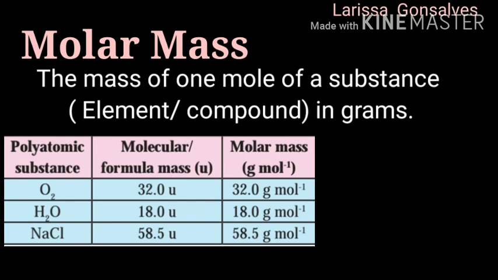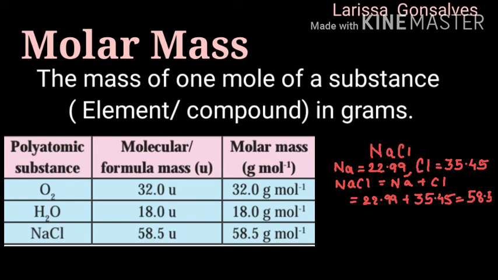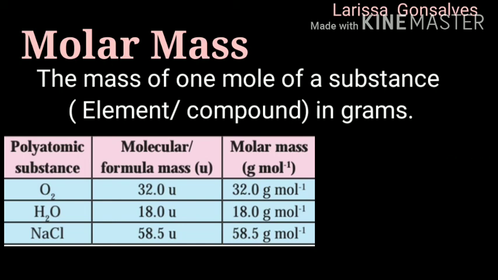Next is NaCl, that is sodium chloride. So we have 1 atom of sodium and 1 atom of chlorine. Sodium has the atomic mass of 22.99 and chlorine has the atomic mass of 35.45. Hence you just have to add up 22.99 plus 35.45, and the answer you will get is 58.44 unified mass, and in terms of molar mass you will write it as 58.44 gram per mole.